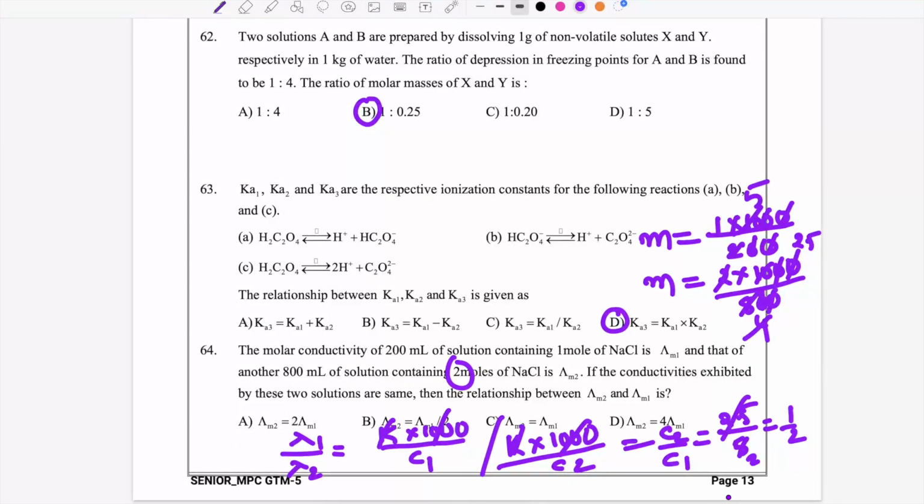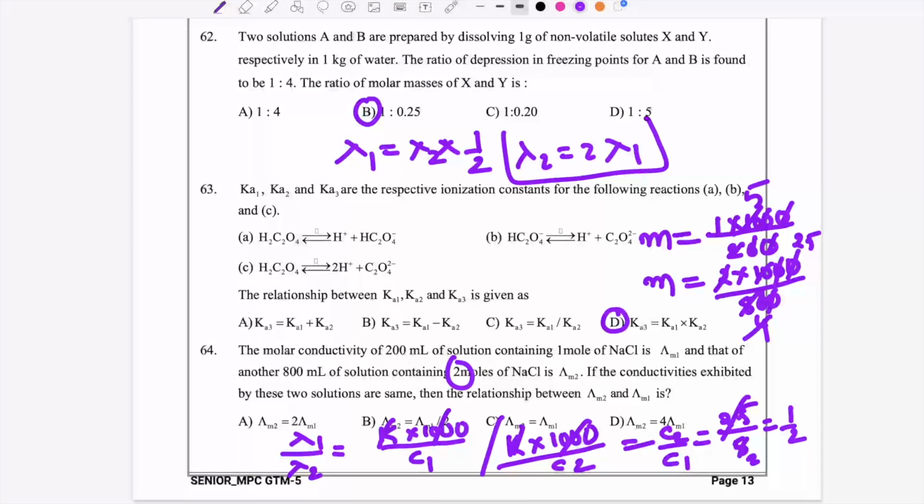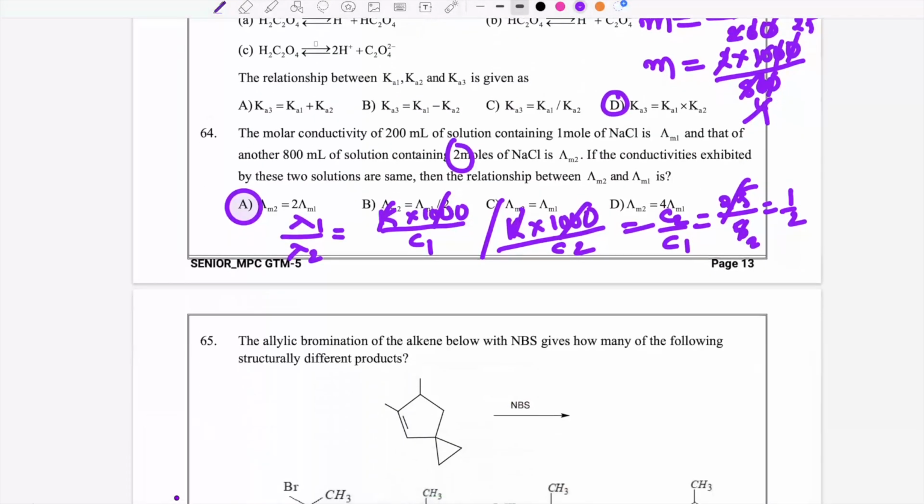So what is the meaning of it here? We have to equate from this to this. So lambda 1 equals lambda 2 into 1 by 2, right? Yeah, lambda 2 equals 2 into lambda 1. So that is option 1, correct. Option 1 is the right option.